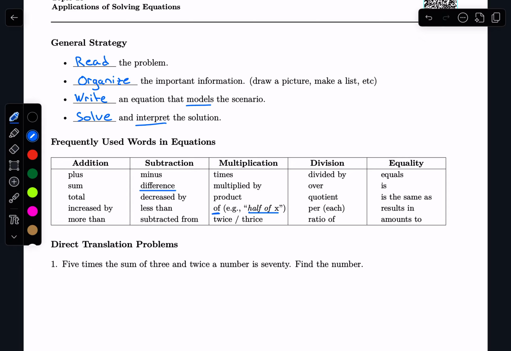All right, and then ratio of, when I introduced fractions to you in topic 7, which was our visualizing fractions lesson, we talked about them as ratios, where if I have a ratio, that really just means one thing over the other thing, or division there.